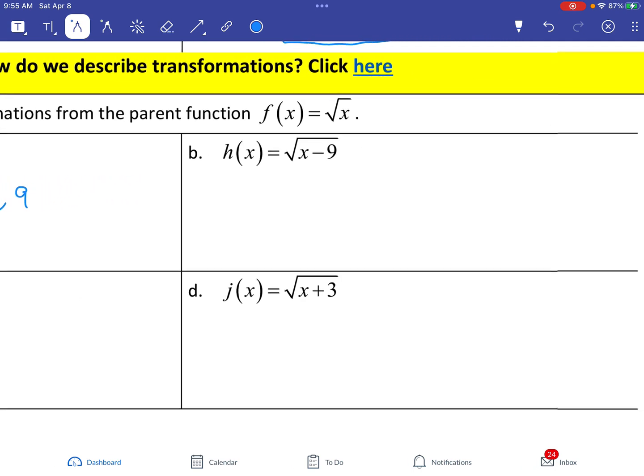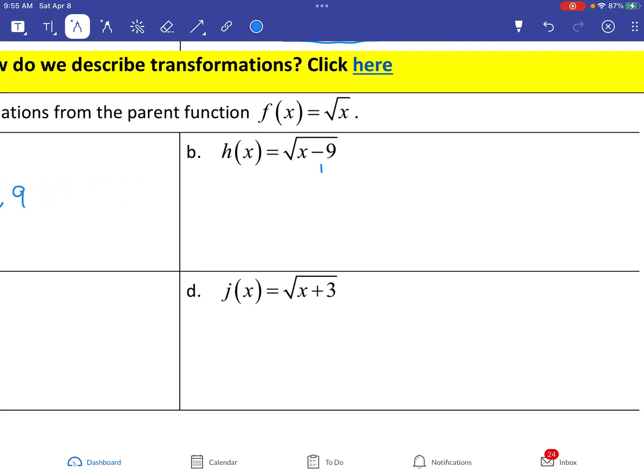Part B. There's only one transformation. This is a horizontal shift. Since it's minus on the inside of the function, it's going to go to the right by 9.